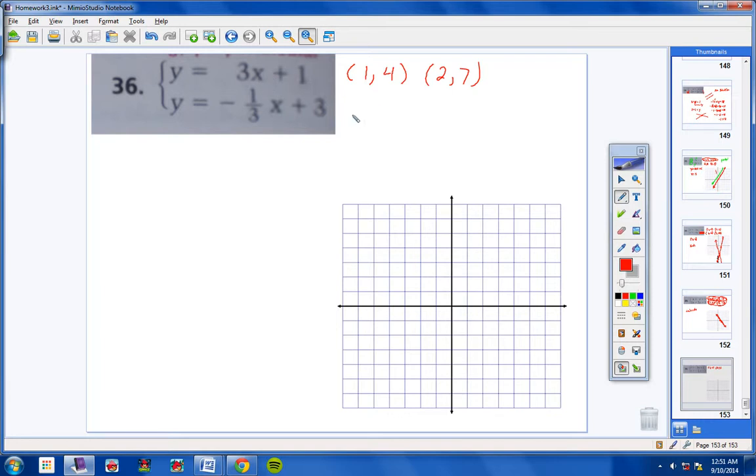Now let's come down to the second equation. Let's put a 1 in for x, and if we put a 1 in for x, we will get out negative 1/3 plus 3, a 2 2/3. And then if we put a 2 in for x, we would have negative 2/3 plus 3. That's going to be 2 1/3. Okay? 2 1/3. So let's go ahead and graph our first line over 1 and up 4, and then over 2 and up 7. Okay? So there's our first line here.